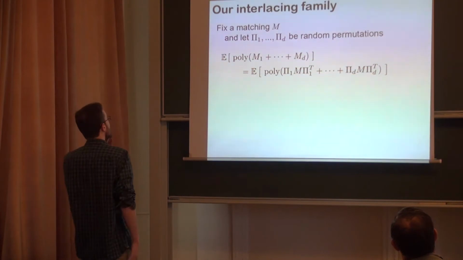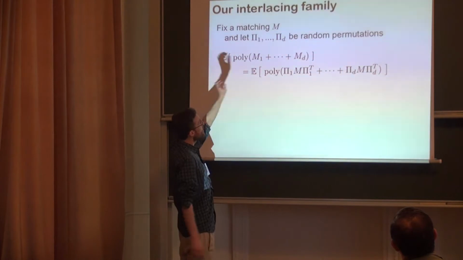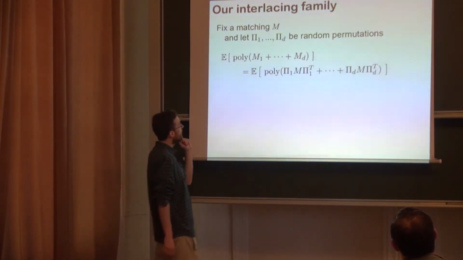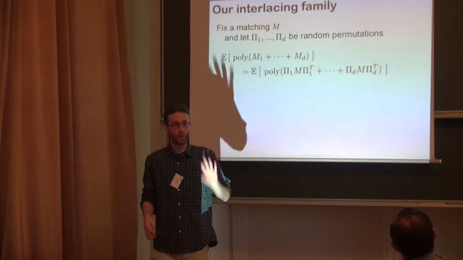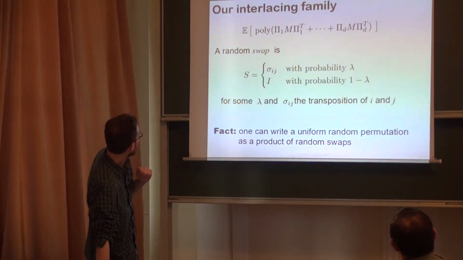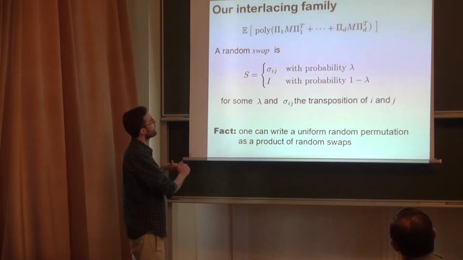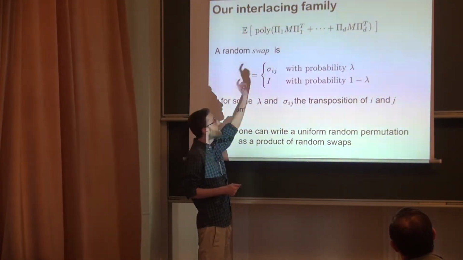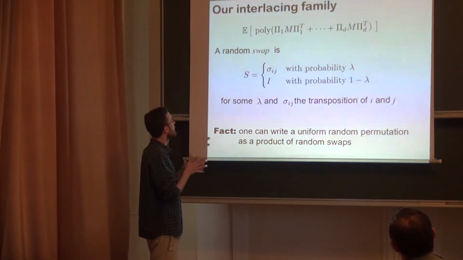Okay, so our interlacing family is actually fairly complicated because these random permutations do not act particularly well. But this is our expected polynomial, the top of our tree, the expected polynomial over all possible permutations of these matchings. And the idea that we're going to use is random swaps. So a swap is going to switch sigma ij with probability lambda and keep everything the same with probability 1 minus lambda.